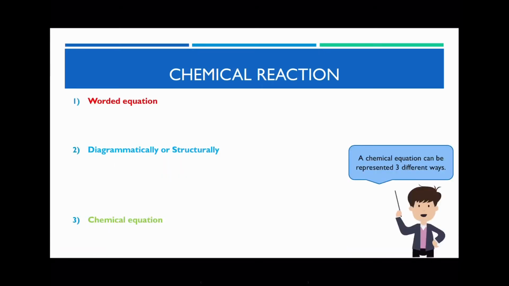Now that we've talked about chemical reactions, we can actually illustrate or display these chemical reactions in three different ways. We can do this by using a worded equation, which I've shown you previously. So I could write methane plus oxygen, and this arrow over here means yields or produces carbon dioxide and water. I can also show this diagrammatically or structurally.